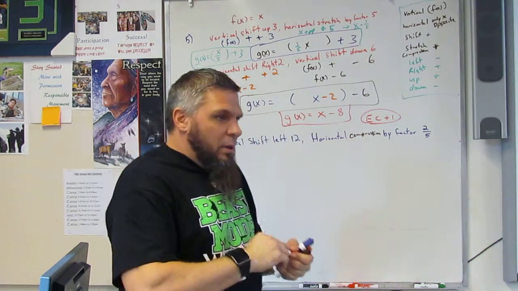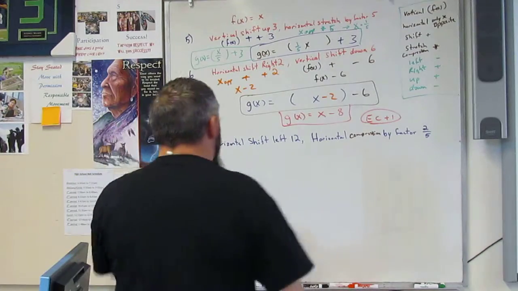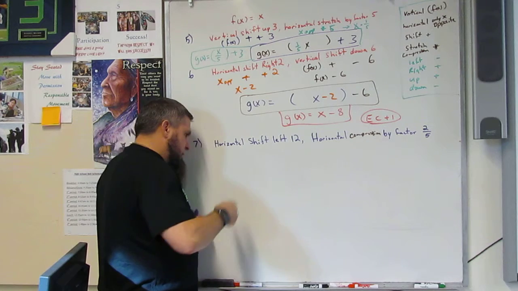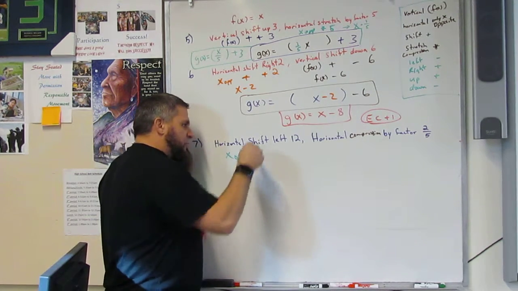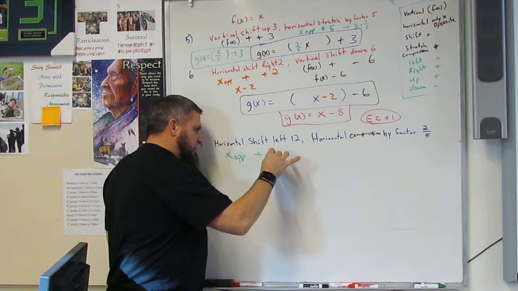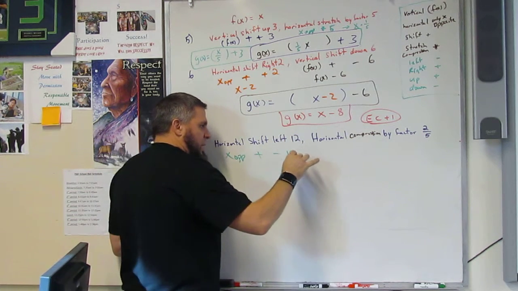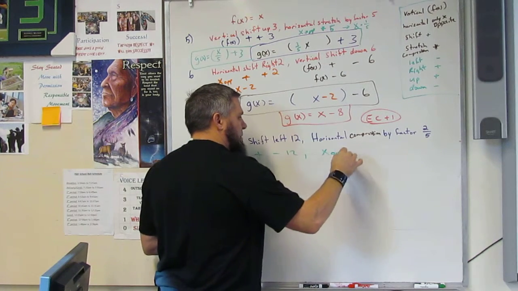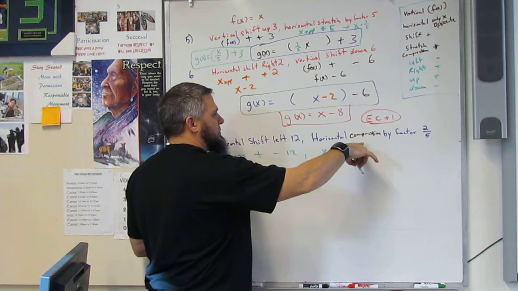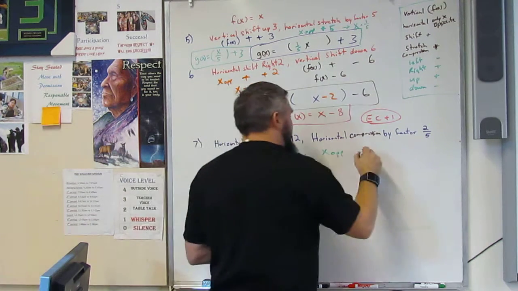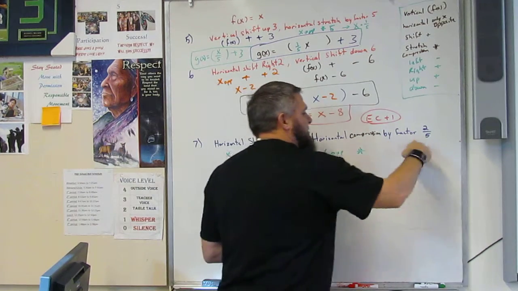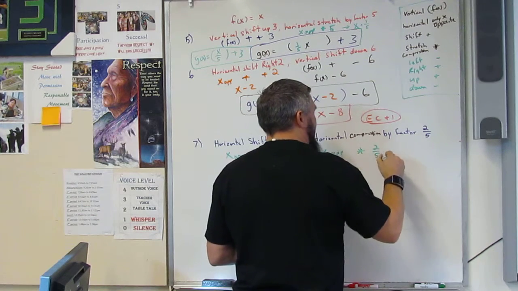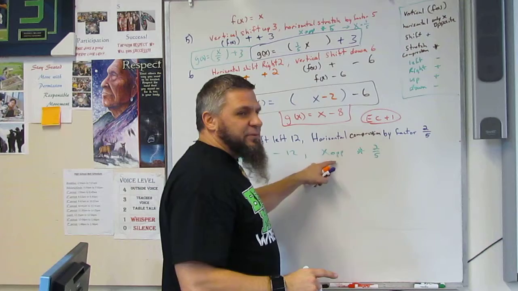Alright, so now we're going to look at number 7. Horizontal. What does that mean? X up. Shift. Plus. Left. Minus 12. And then horizontal, x up, multiplication. Compression. Or division. Right? So multiplication by a factor of 5, 5x, by 2/5. We don't switch it yet. We switch it after we do what's opposite.